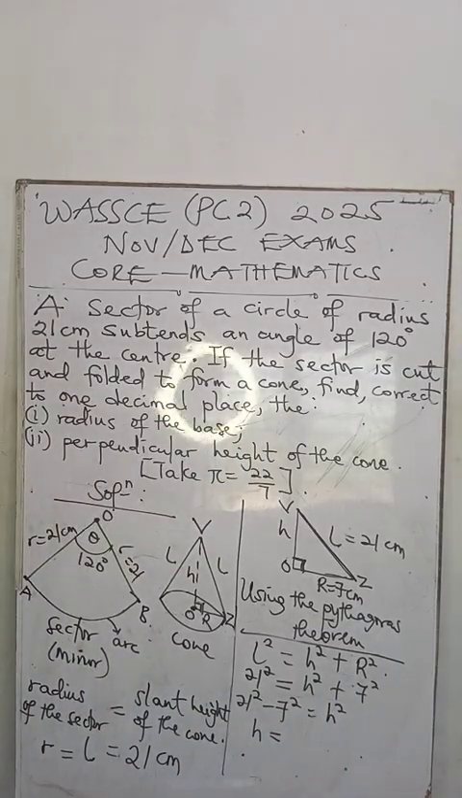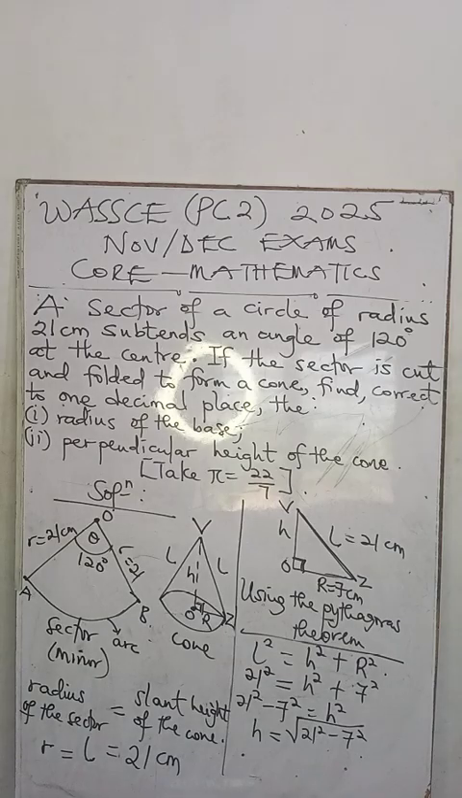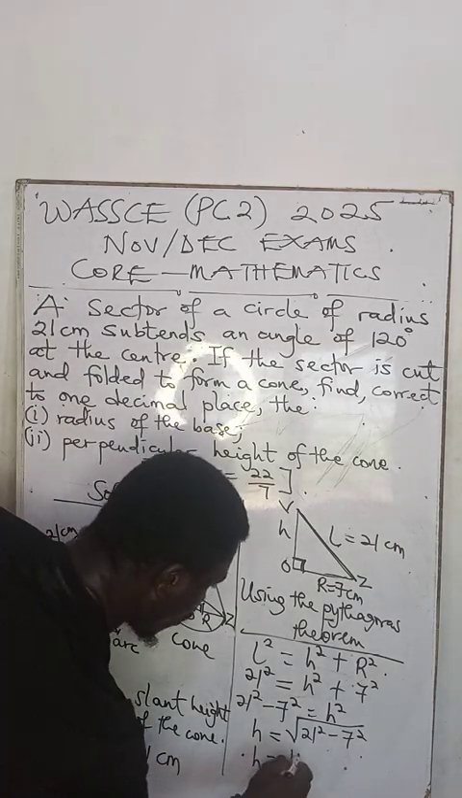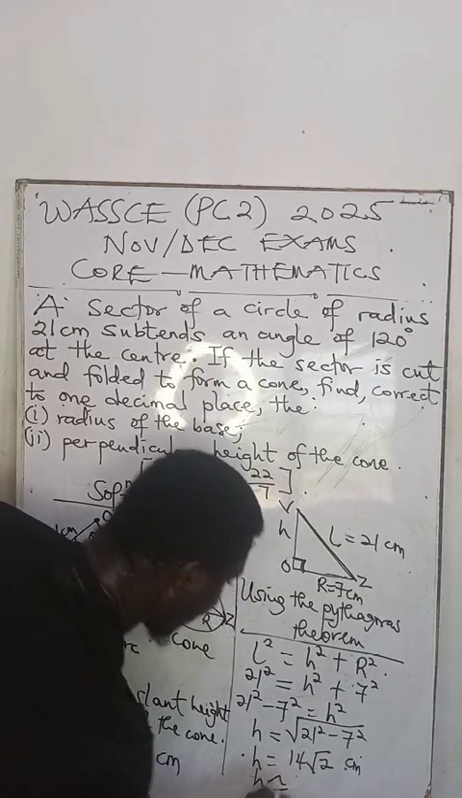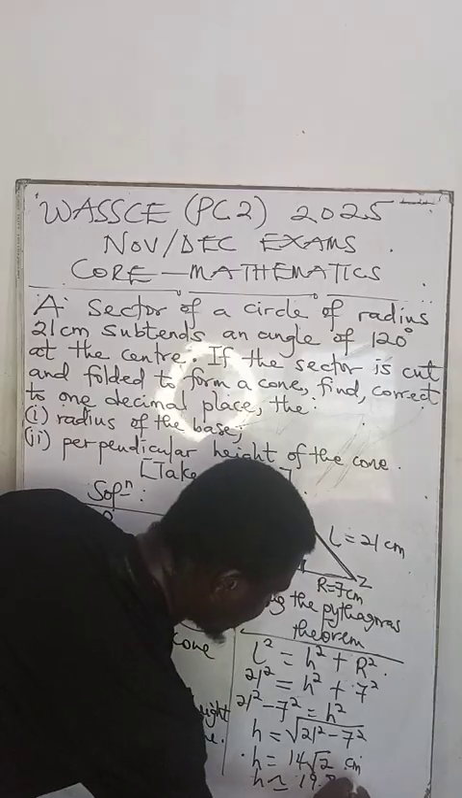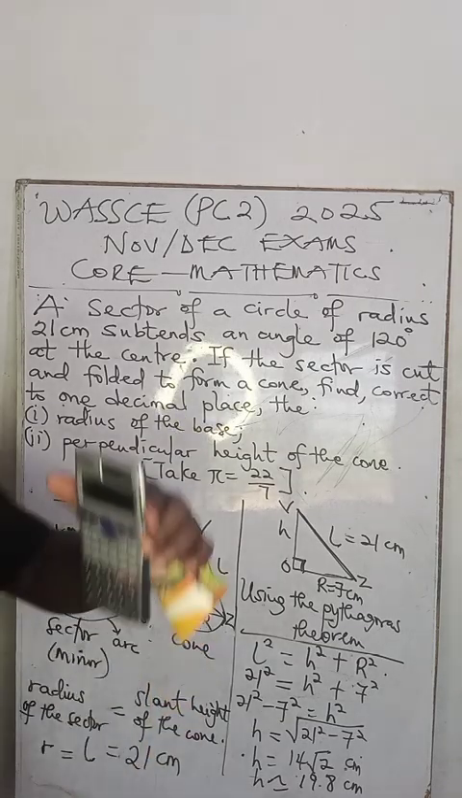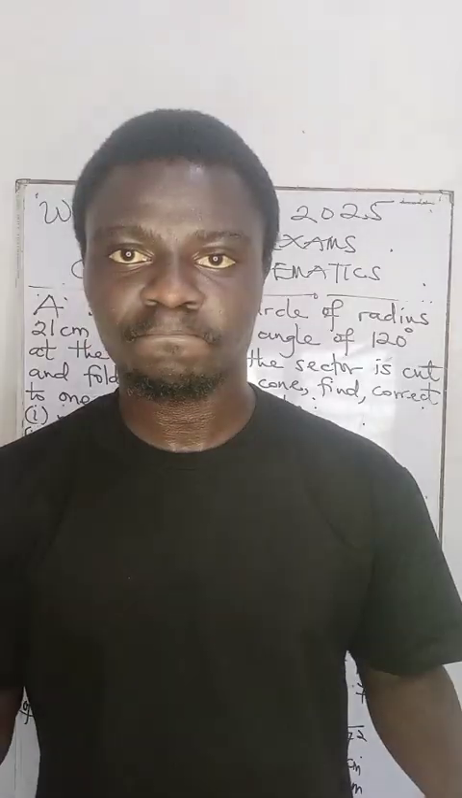Now, how do we find H? We just take square roots on both sides of the equation. So square root of 21 squared minus 7 squared. Let's punch the calculator and see our answer. 21 squared minus 7 squared gives us 14 square root of 2 centimeters. The question says we should approximate this to 1 decimal place. We have 19.79898, so to 1 decimal place, you get 19.8 centimeters. All right. So this is the solution for the question.